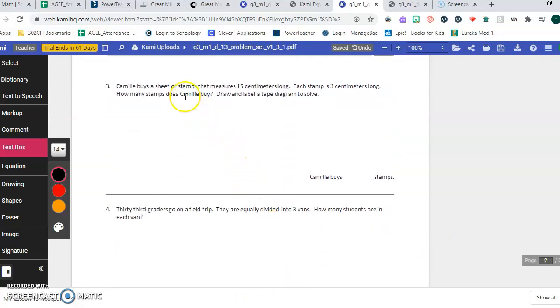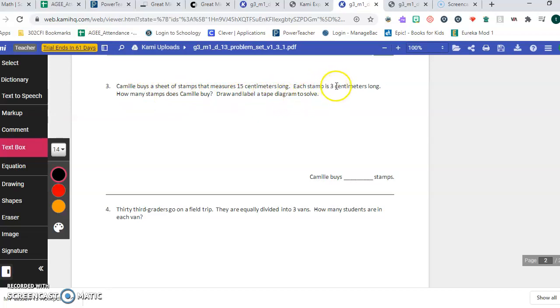Camille buys a sheet of stamps that measures 15 centimeters long. Just to remind you, you are supposed to be doing this with me and thinking about it as we go. I'm at the 9-minute mark. I've only got 15 minutes, so I'm going to buzz through. Camille buys a sheet of stamps that measures 15 centimeters long. Each stamp is 3 centimeters long. How many stamps does Camille buy?